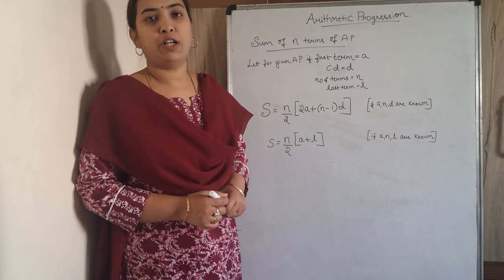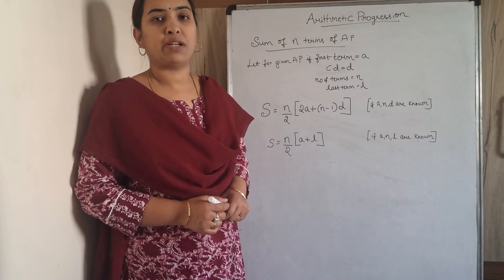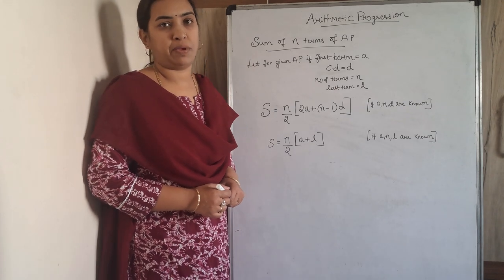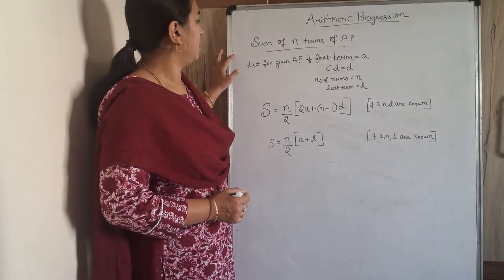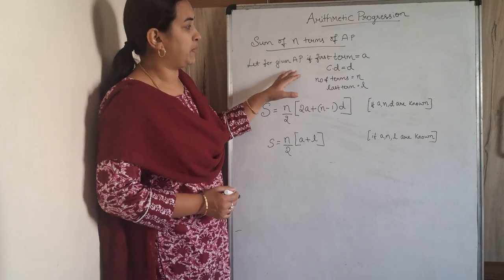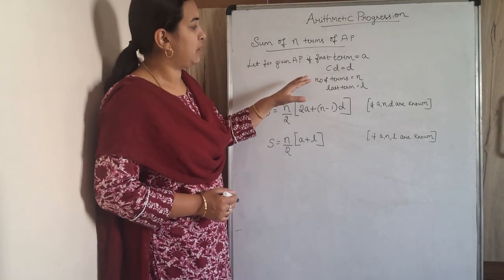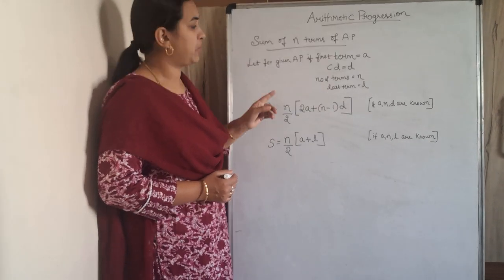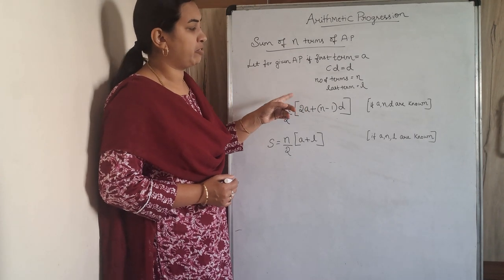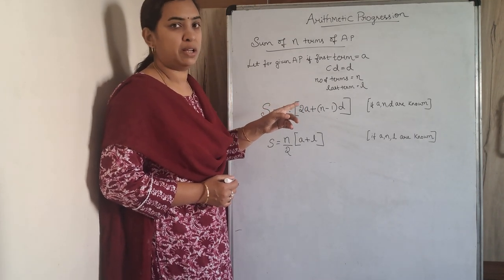Students, today in this video you will be learning how to find the sum of n terms of an AP. For a given AP, the first term is A, the common difference is D, the number of terms is n, and if the last term is known, let it be L.